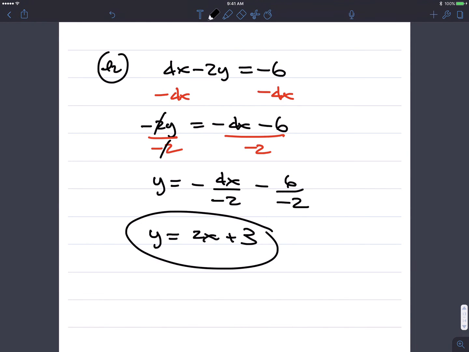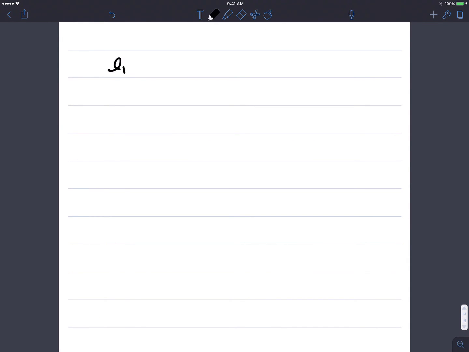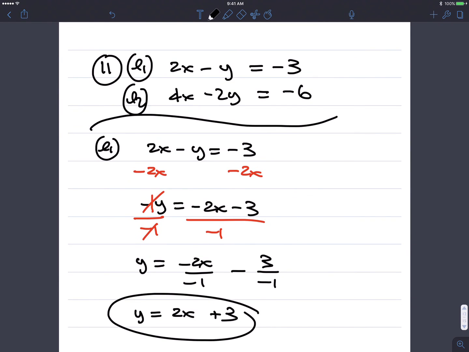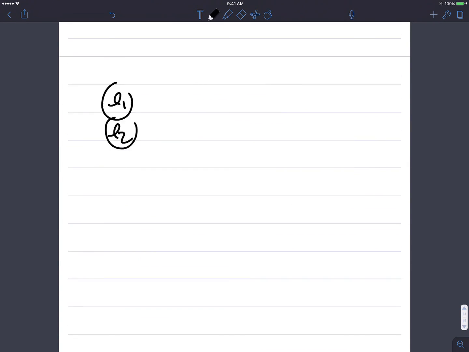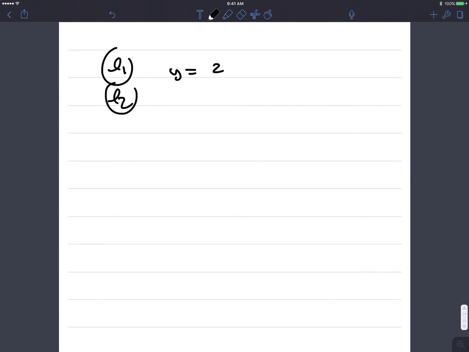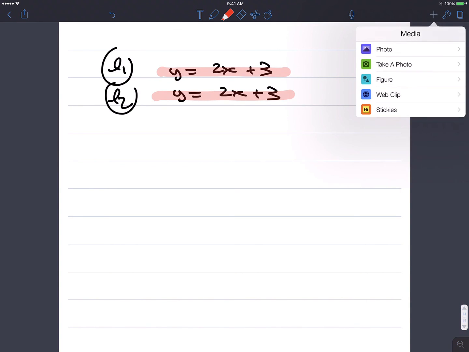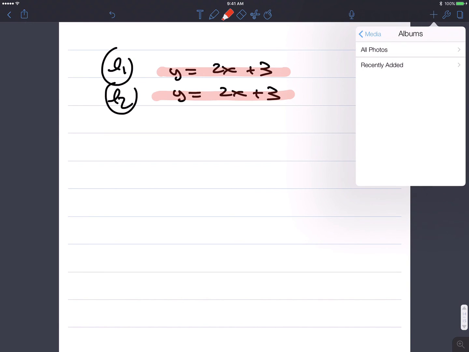So let's notice what the lines are here. Line 1 and line 2. Y is 2x plus 3 and y is 2x plus 3. Now, if you notice something interesting here, this is the same line. And if you remember from class, what we said here is the following.